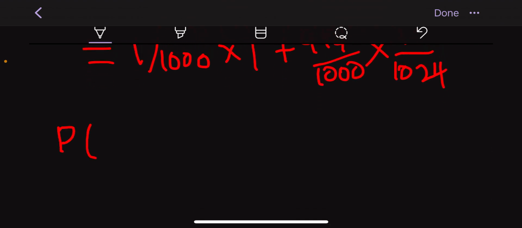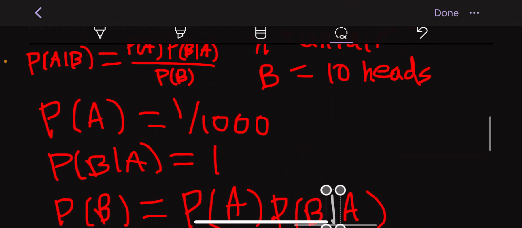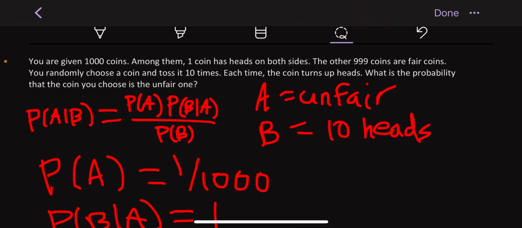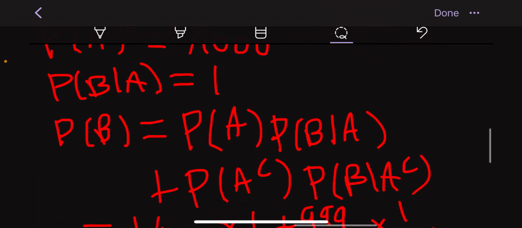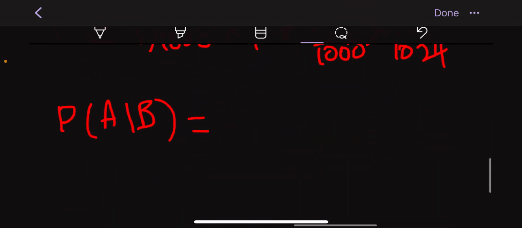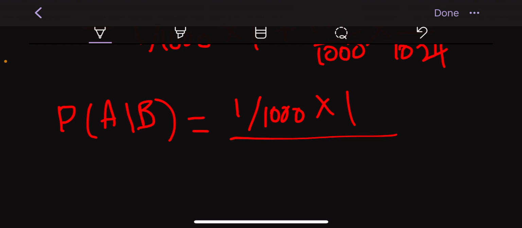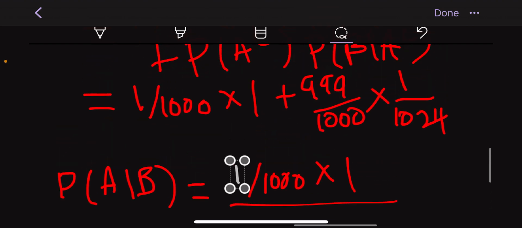So let's just rewrite Bayes rule here. Probability of A given B. So if we look from above, probability of A times probability of B given A, all over probability of B. So it's 1 over 1,000 times 1, all over probability of B, which I'll just go ahead and move down.